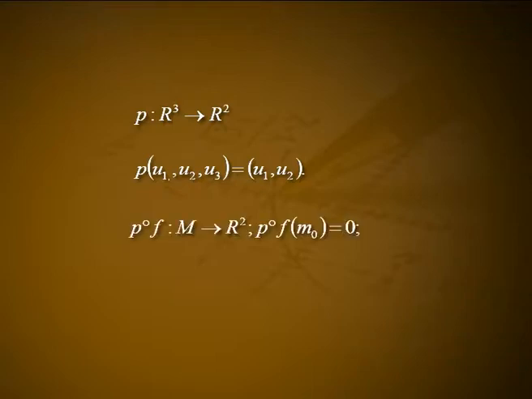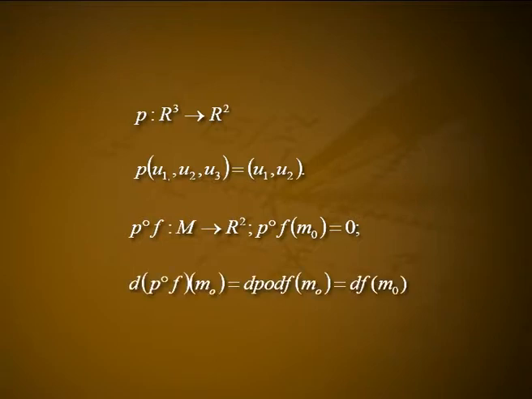Let small p from R3 to R2 be the projection, that is p of u1 u2 u3 is equal to u1 u2. Then p composite f from M to R2 is such that p composite f of m0 is equal to 0, and d(p composite f) of m0, which is equal to dp composite df of m0, maps T_m0 isomorphically onto T R2 at 0. By the inverse function theorem, there exists a neighborhood U of 0 in R2 such that (p composite f) inverse is defined and is smooth on U. Let mu equal (p composite f) inverse from U to M. Then mu inverse is a local coordinate system about m0.